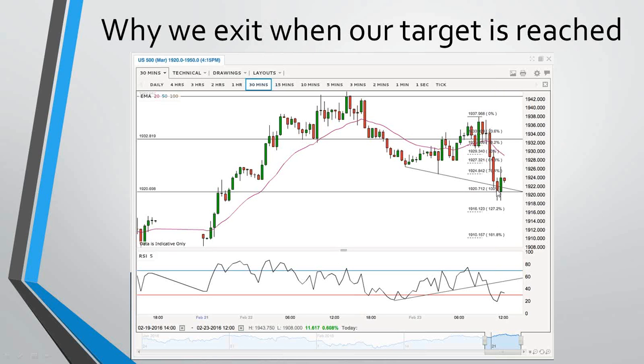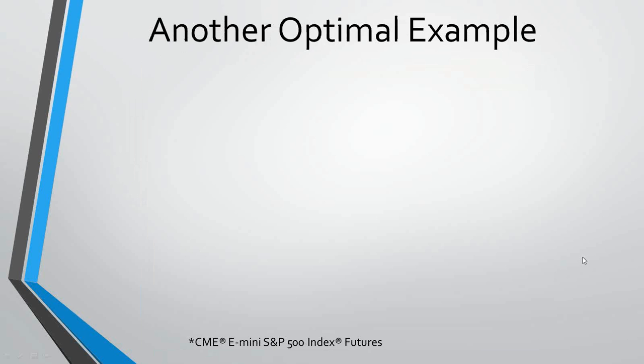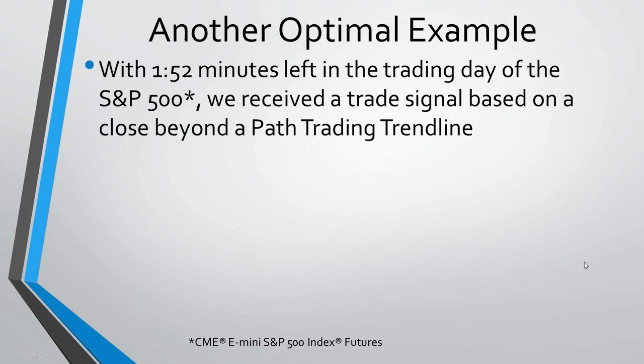Even though we got this little extra 2-point blip down here, you can see the reaction and you can see the close and then the reopen right at our level tells us that we did the right thing. So this is an example of why we exit once our target is reached. Let's take a look at another optimal example.